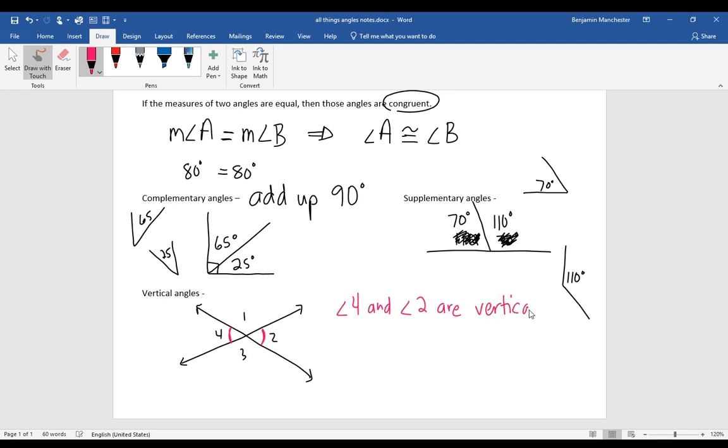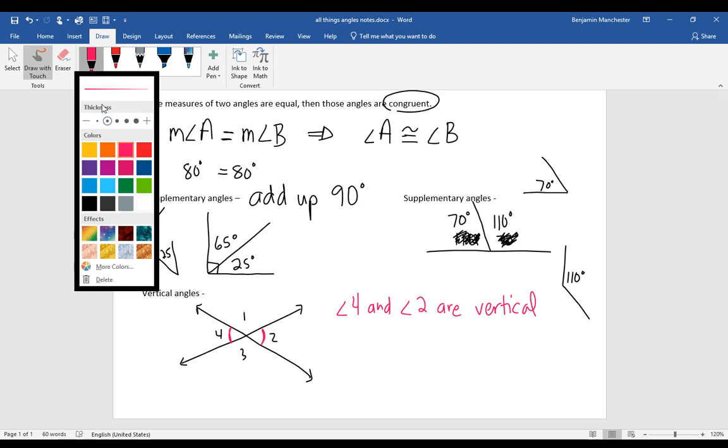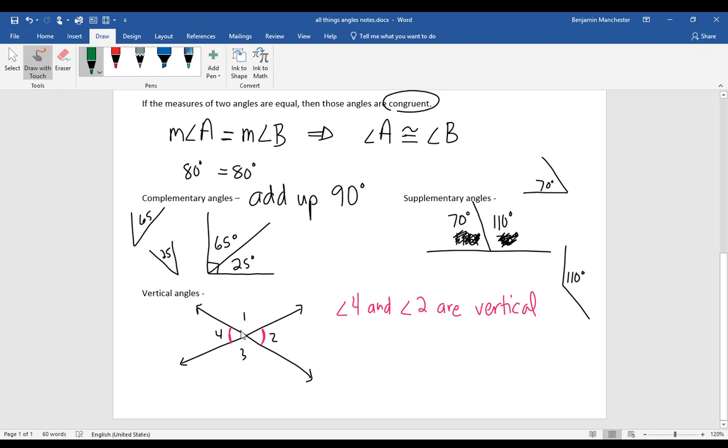Because I can rotate this, the orientation doesn't matter for them to be vertical. So also here, angle 1 and angle 3 are also vertical angles. That's just what we call them. That's the definition of being vertical. Now their relationship is very interesting. If they're across from each other, then they must be equal. So vertical angles are equal, or they're congruent. So their measures are equal. The measure of angle 1 equals the measure of angle 3.